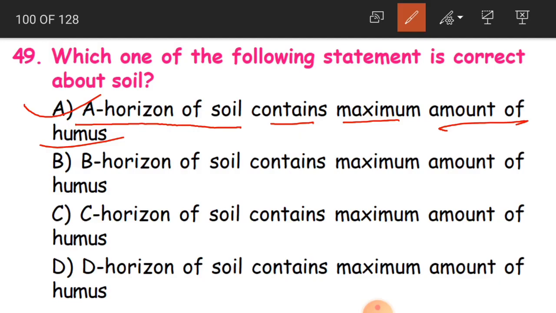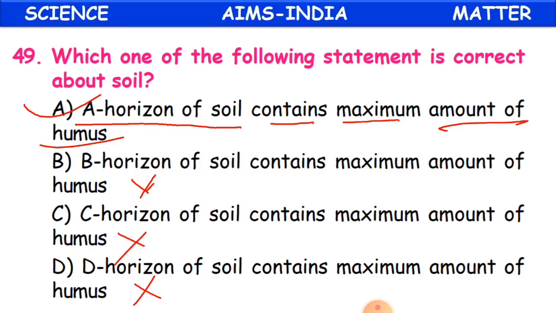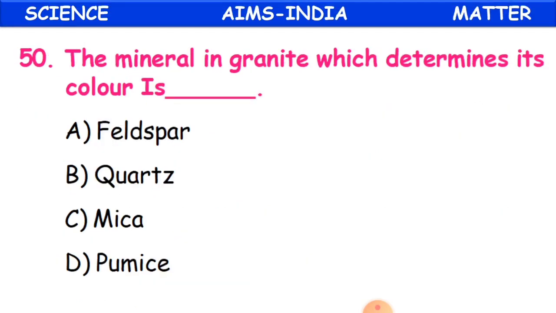And B horizon of soil contains maximum amount of humus. This is wrong again. C horizon of soil contains maximum amount of humus. No. So from all of these, A, that is the topsoil which we see, where you can also see some dark color or green color humus material, that is nothing but humus. So this is going to contain the maximum amount of humus.